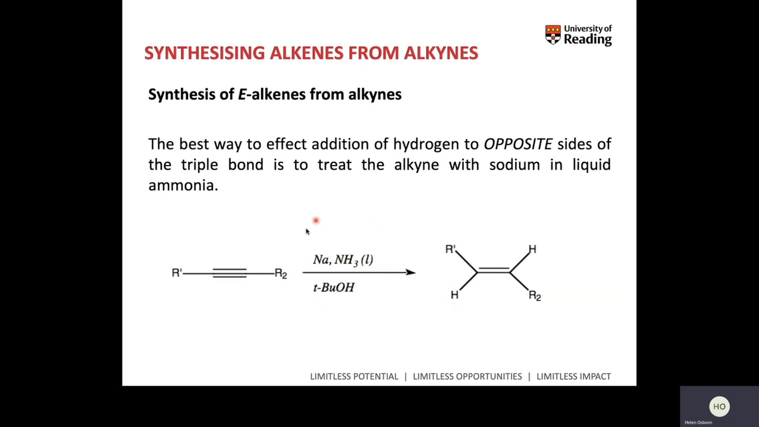So the way we do this is sodium in liquid ammonia with a tert-butyl alcohol solvent. The mechanism for this is way beyond the scope of this course. But what we're essentially saying is if we have an alkyne and we wanted to convert it to the E alkene, we do have reaction conditions that would allow us to do that as well. So it's just useful to have this in mind as a complementary method for making either the E or the Z alkene from the alkyne instead of having to use elimination reactions.